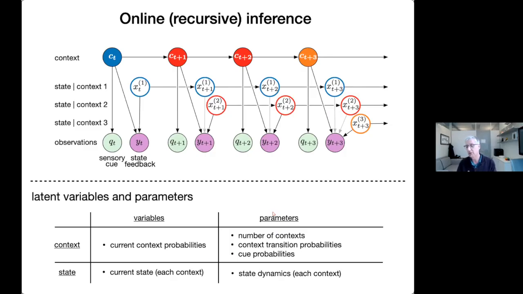Then there are parameters in the model, things which are fixed in the model and don't change, but because you're doing inference, your belief about them will change, such as how many contexts have I experienced? What are the context transition probabilities? What determines the cue probabilities? And what are the dynamics of each of these state transitions, which can each be different? And again, you want to learn those through experience.